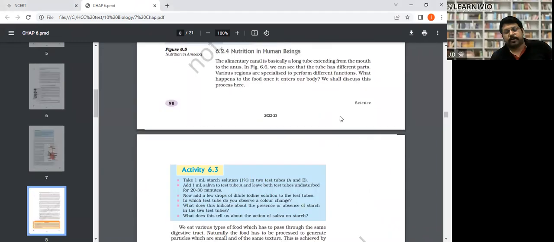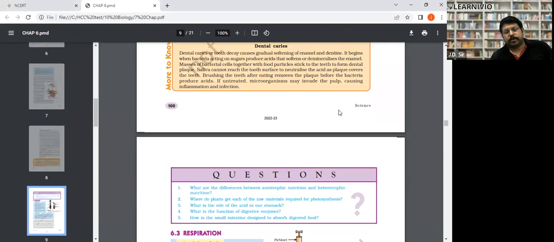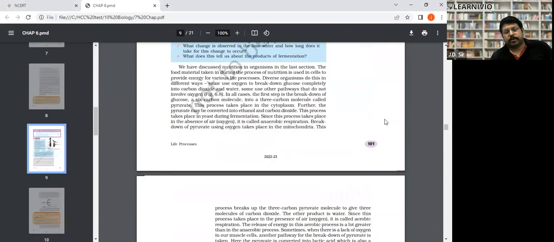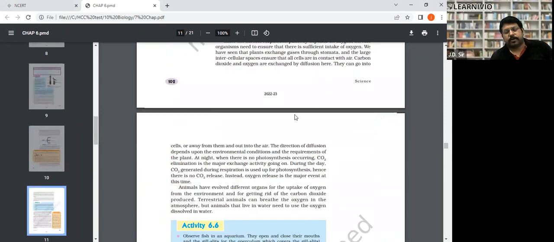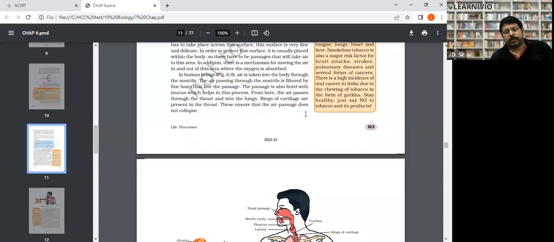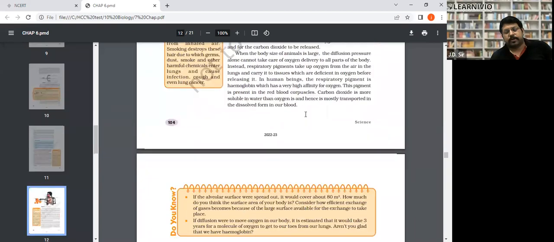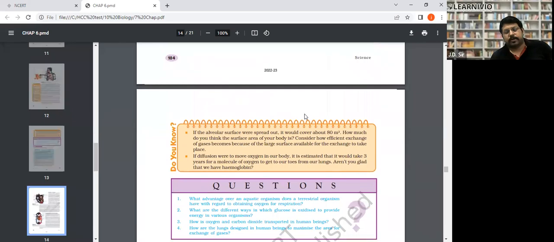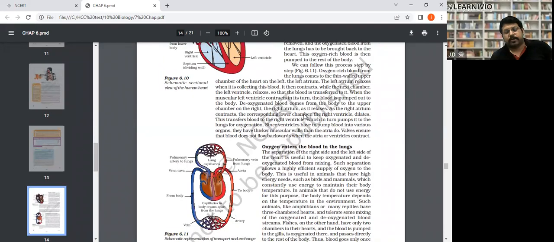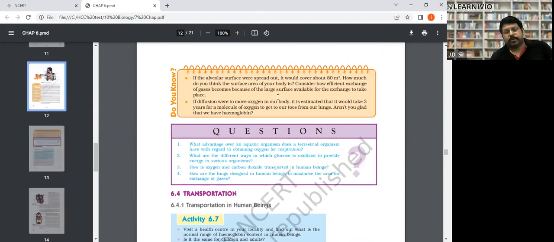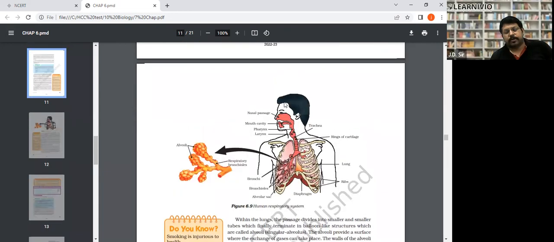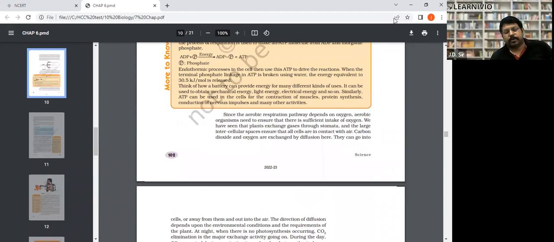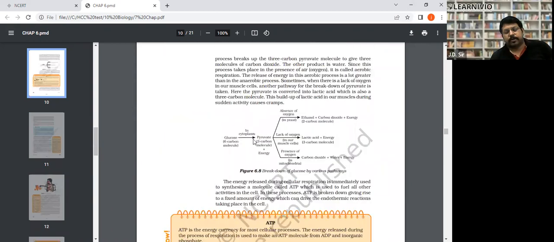Then nutrition in human being. Not circulation. Digestive system, and next you can write it down. Digestive system in human being. That is very important for you, right? As a long answer. This thing is very important. Breakdown of the glucose into various pathways, right?